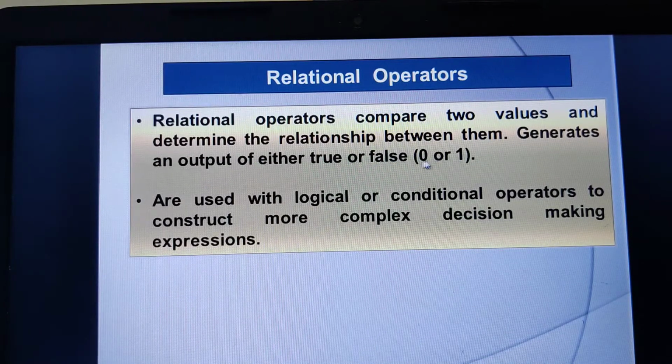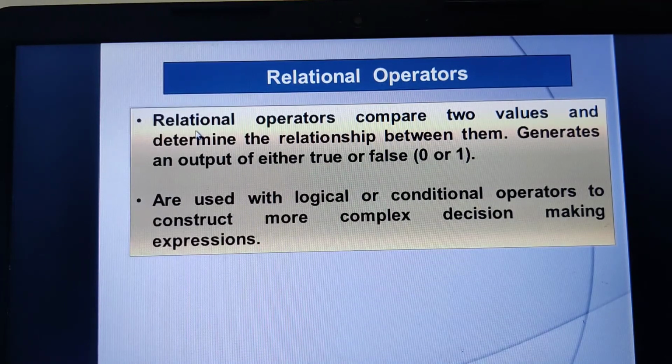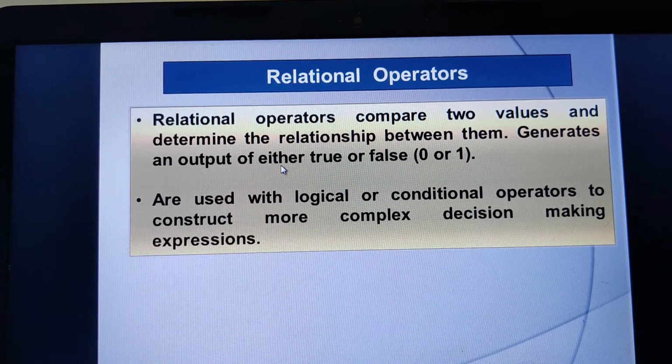False is always the value it will be having as 0. Understood? So when we are using these relational operators, we can use them with the logical or the conditional operators to construct more complex decision making expressions. Say for an example, if I have to write A is greater than B ampersand B is less than C.